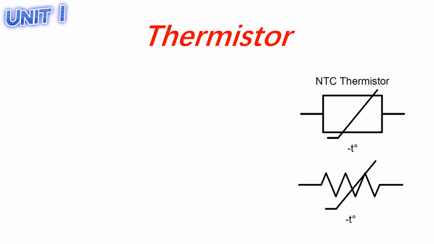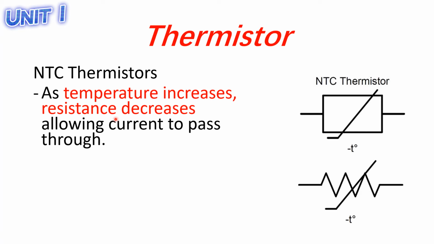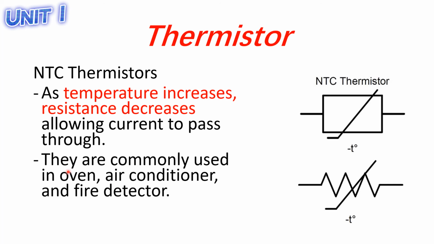Your thermistors actually have two types. First, your NTC thermistors. The rule here is that as temperature increases, the resistance decreases, so it will allow the current to pass through. They are very common in ovens, air conditioners, and fire detectors.